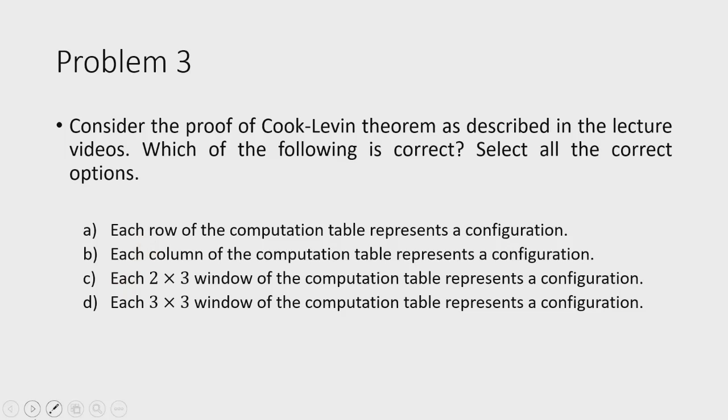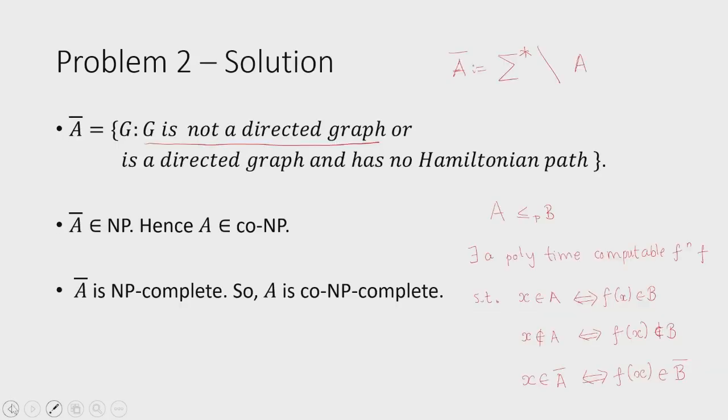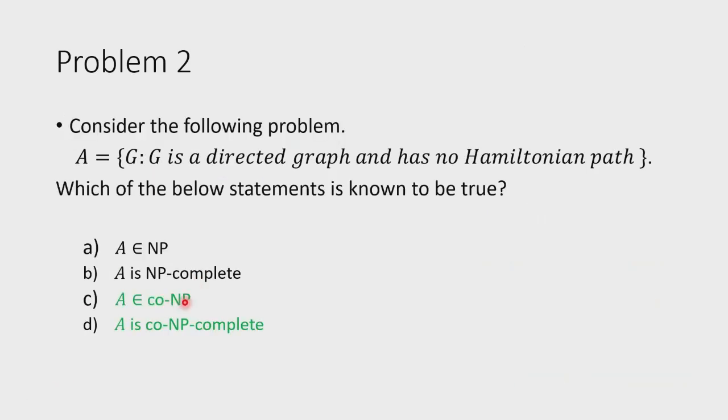I have a question on the previous one. Is there a general guiding principle in how you get the complement of a particular language? For example, in this case, if you go back to the previous slide, A was a language where G is a directed graph and has no Hamiltonian path. So we took the complement of A, and that seems to make sense. But is there a procedure or a framework on how to do it for a general language?